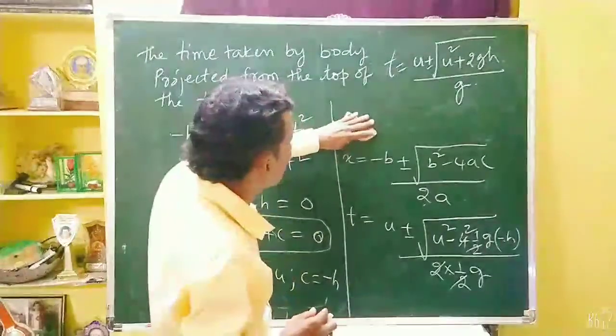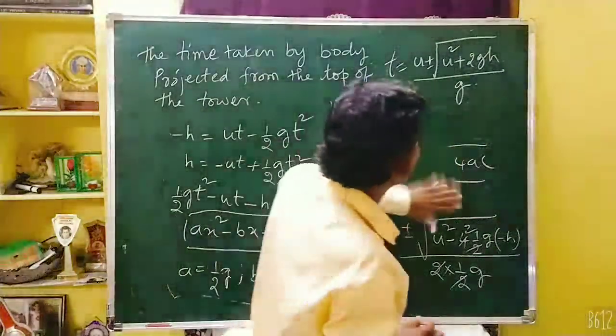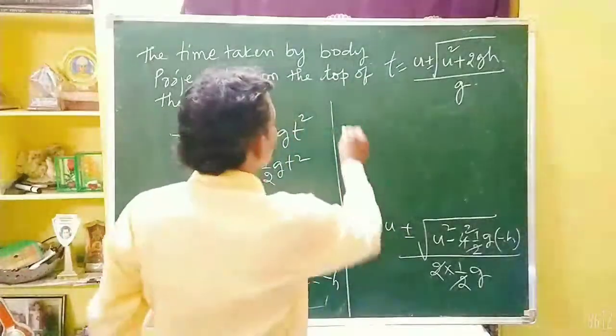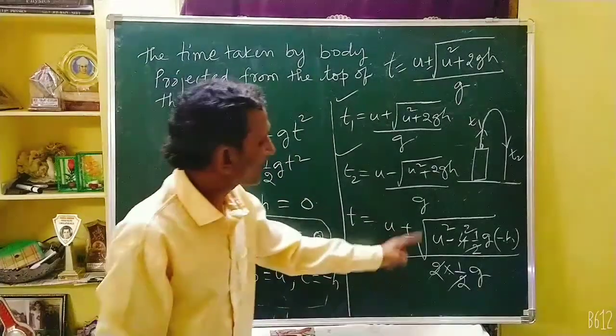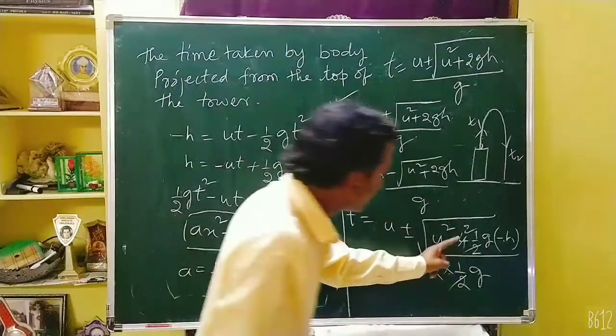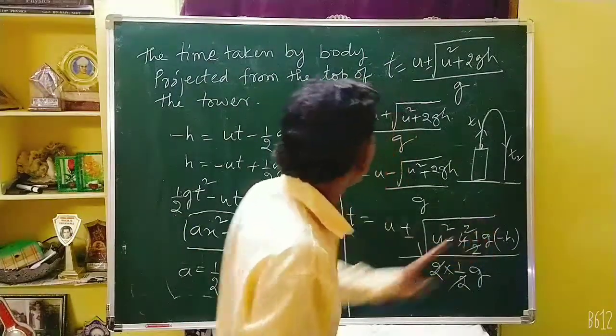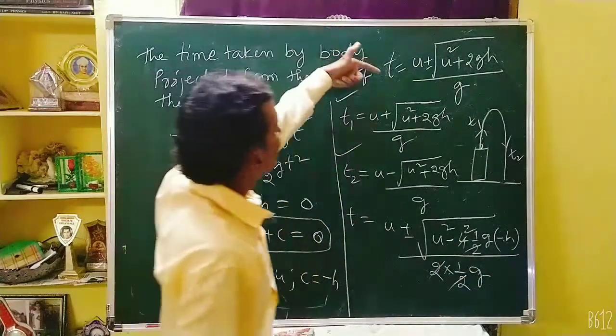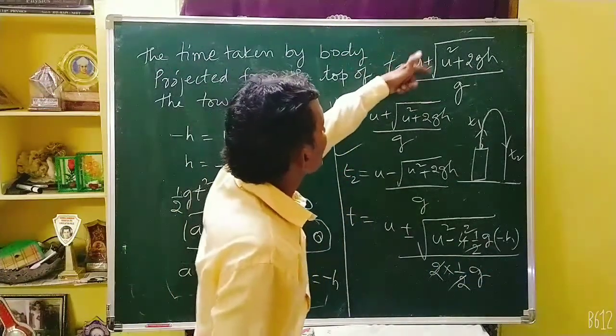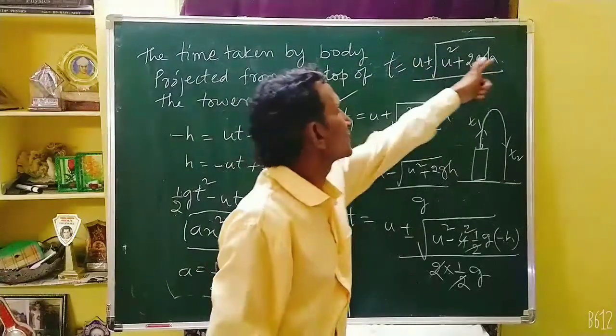So when you take plus one time and minus one time, we get t is equal to u plus or minus under root of u square minus 2, where the 2 gets cancelled, and g times h with the signs combined, into g. So then we have t is equal to u plus or minus under root of u square plus 2gh, by g.